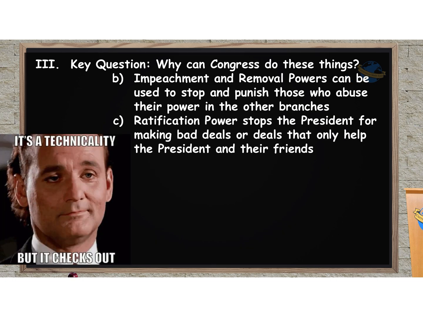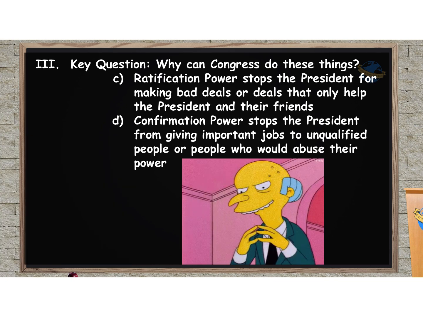The ratification power stops the president from making bad deals or deals that will only help the president and their friends. After all, they have to get approval from the Senate before any treaty can be put into place. Same thing goes for the confirmation power. It stops the president from giving important jobs to unqualified people or people who would abuse their power. The idea here is that the Senate would put the needs of the country above loyalty to a president, so even if they come from the same political party, if the president decides to try to give an important job to someone who is not qualified, the Senate should theoretically use their confirmation power and stop that from happening for the benefit of the whole country.